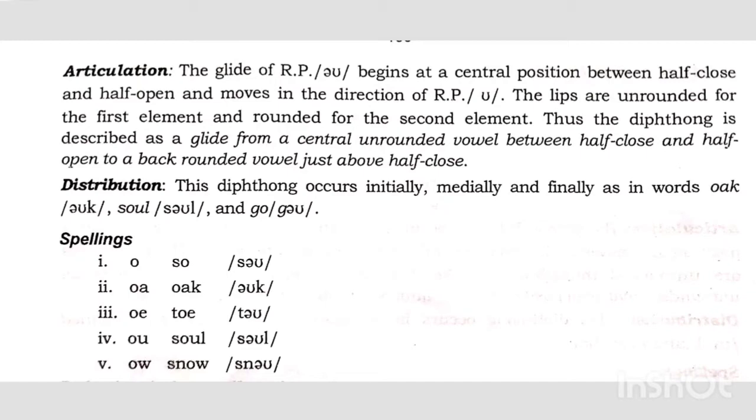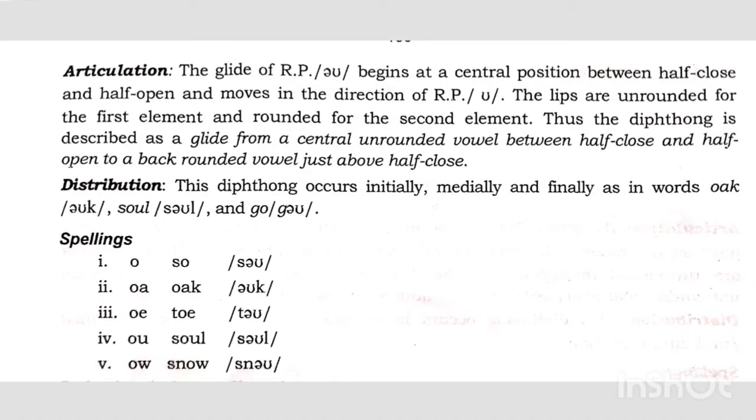Moving on to the spellings. The letter O stands for the glide in oak. The correct pronunciation is oak. Here O and A represent the glide. Then toe, the toes are the digits of the foot. Here O and E represent the glide.